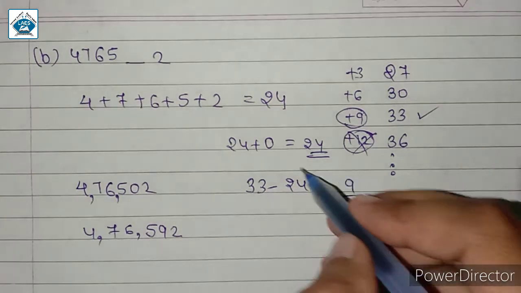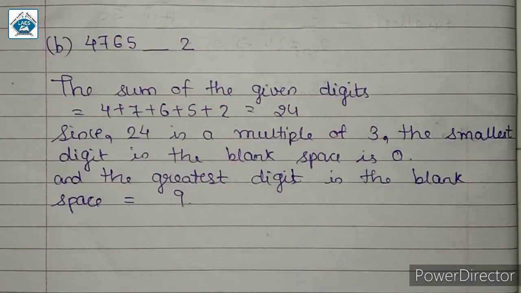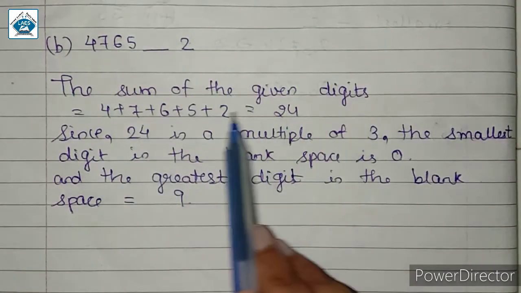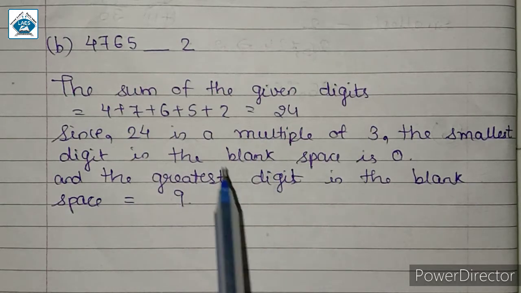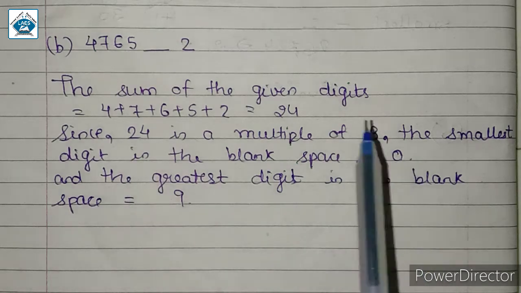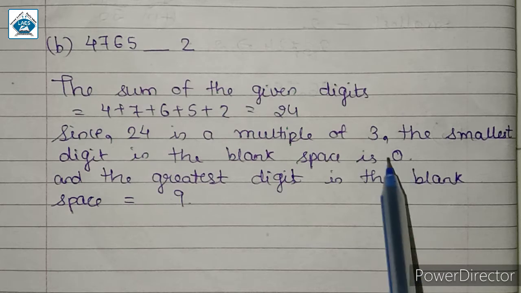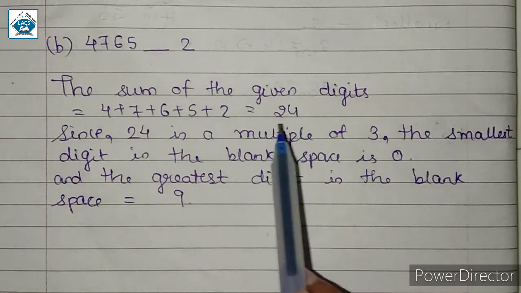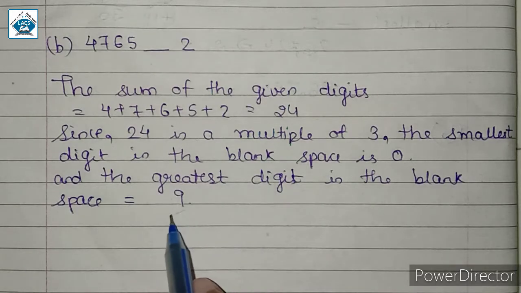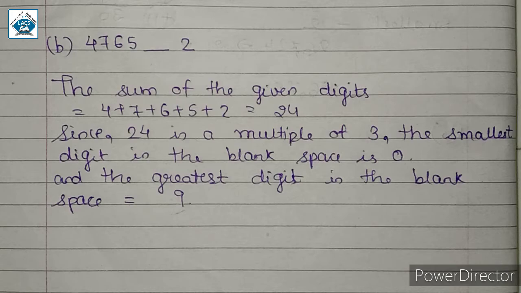So the smallest number is 0 and the greatest number is 9. In this way you have to write the solution. First of all you have to write the sum of the given digits, and since 24 is a multiple already, 3 का multiple है, तो 24 में अगर हम 0 ऐड करेंगे तो भी ये नंबर जो है वो divisible है, तो इसीलिए smallest digit in the blank space is 0. Similarly for finding the greatest digit in the blank space, we can write 33 minus 24, then we get 9. So 9 is the greatest digit in the blank space such that the number formed is divisible by 3.